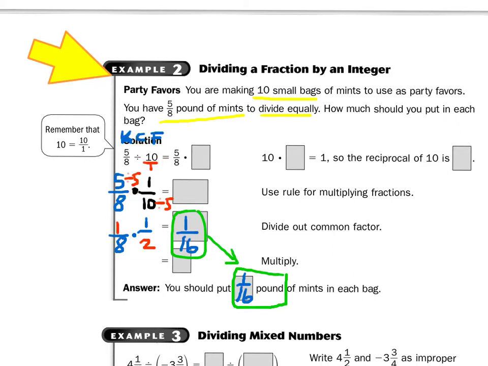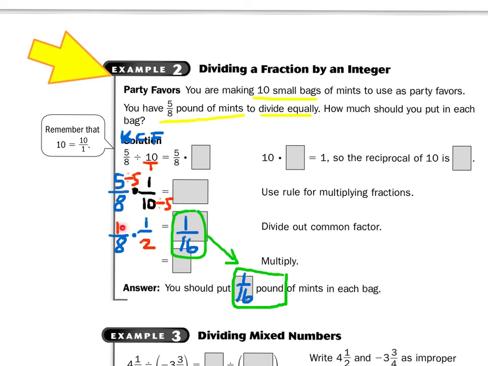And now we have to flip the 10. Well, remember, first you have to make 10 look like a fraction. That would be 10 over 1. And now you can flip it so that it's 1 over 10. And now we look across, look at the 5 and the 10, and I see that 5 is the common factor there.